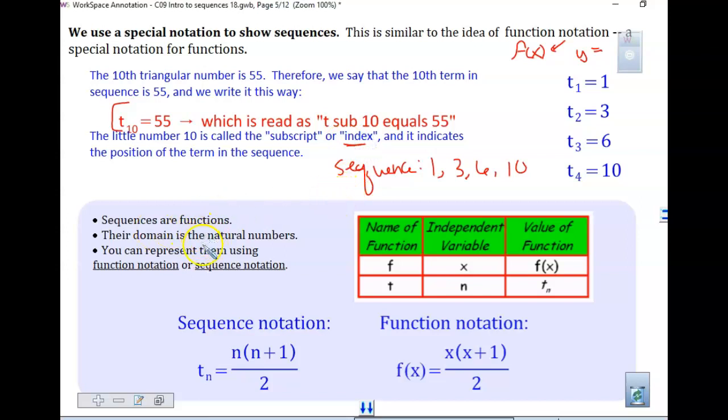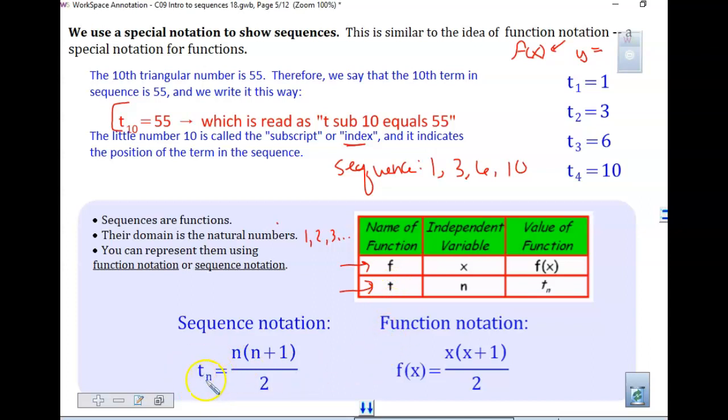Sequences are functions. Their domain is no longer real numbers, but natural numbers. So when you think about those natural numbers, that's like 1, 2, 3. We represent them using function notation or sequence notation. When we say it's a function, we usually use f of x. When we are looking at sequence notation, a lot of times they use t. They might use a, they might use f sometimes for this.